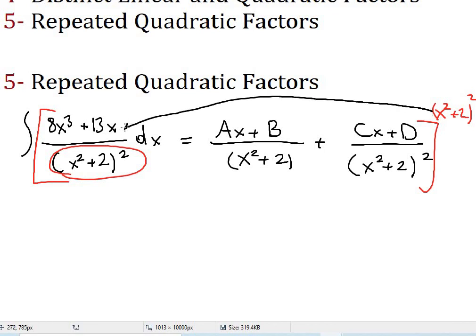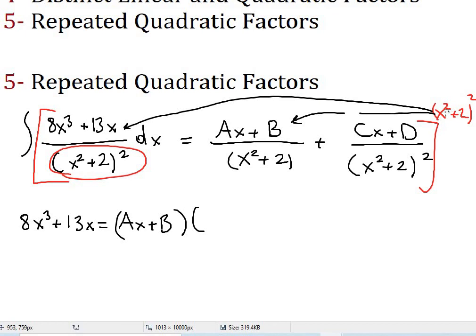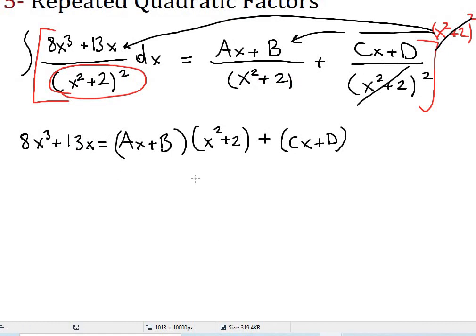If I multiply the LCD with the first fraction on the left hand side, I obtain the numerator here, 8x cubed plus 13x, equals, if I multiply it with this fraction, I obtain ax plus b times 1 factor of x squared plus 2, since one factor cancels out, so I have x squared plus 2 here, plus, if I multiply the LCD with cx plus d, I obtain cx plus d times 1 because they cancel out. So now we have this equation here.